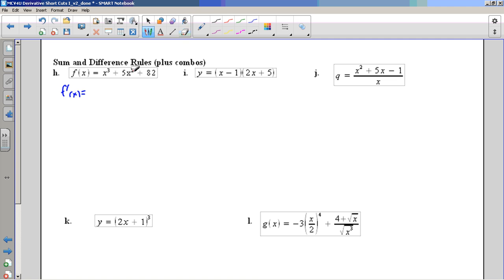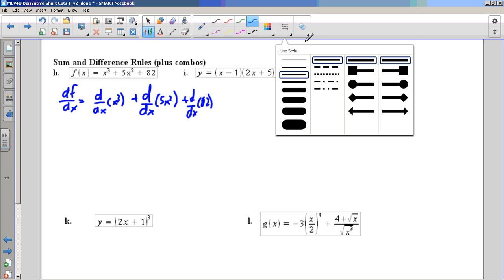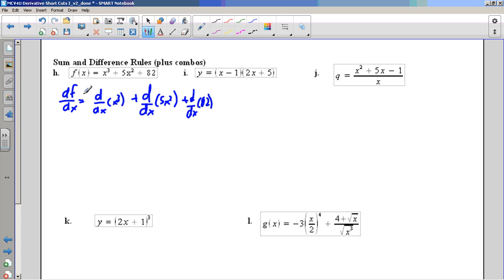By the way, you would never actually write this step in. I'm going to call this df by dx like this. And then it's the derivative of this piece. You would never, ever, ever write this step in, but I want to show you what I mean here, that I can split it up into the pieces, okay? The derivative of 82 with respect to x. And then, of course, this step you just do in your head and you go straight to the derivative, df by dx, and I do the derivative of this piece.